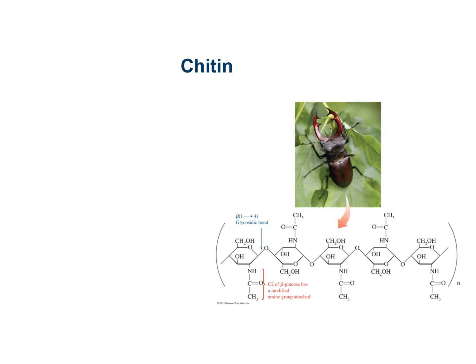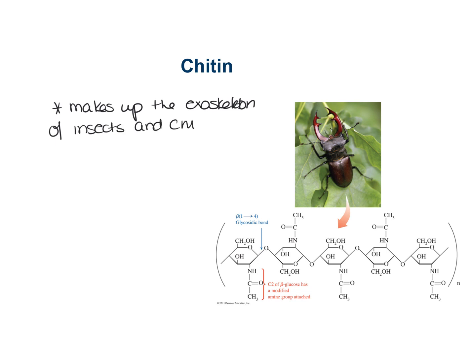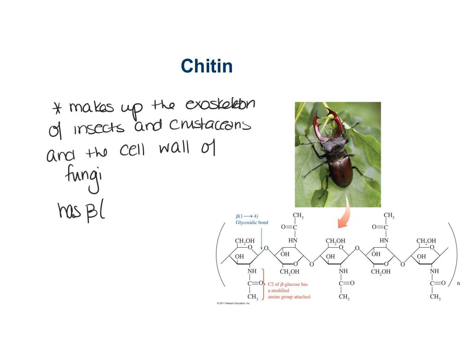The last polysaccharide we're going to talk about is chitin. Chitin makes up the exoskeleton of insects and crustaceans, as well as the cell wall of most fungi. It also has beta 1,4 linkages.